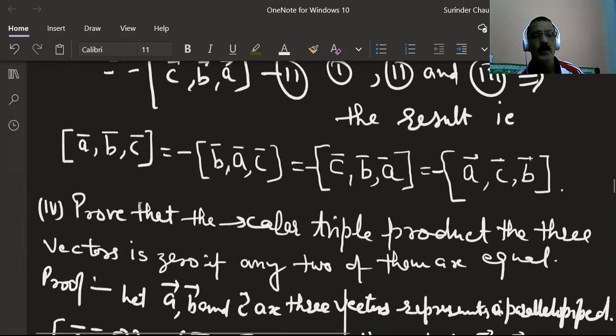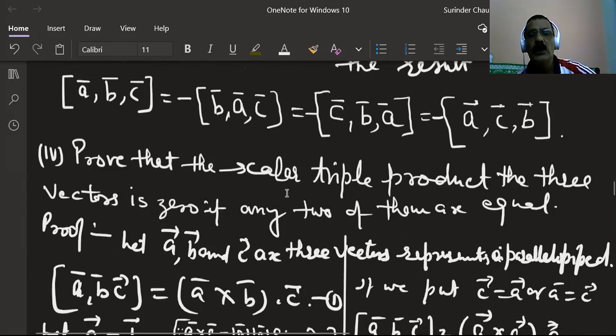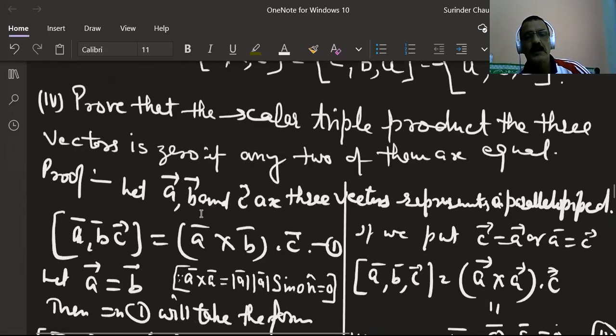Okay. The fourth property: prove that the scalar triple product of three vectors is zero if any two of them are equal. For the proof, let us take three vectors representing the sides of a parallelepiped and satisfying both conditions for conterminous sides and right-handed system. They form a right-handed system. So the scalar triple product is equal to, by definition, this.